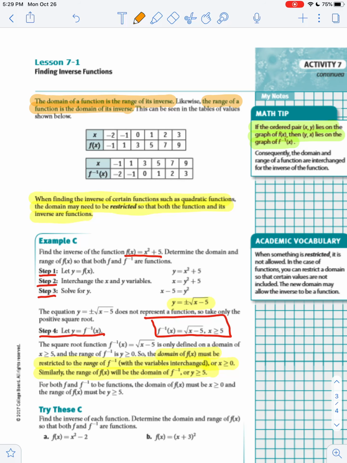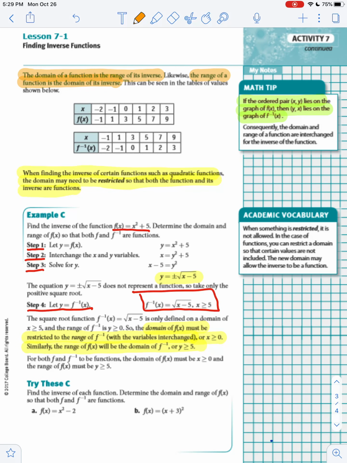Okay. So at the top of the page, we see two tables of values here. It says the domain of a function is the range of its inverse. And likewise, the range of a function is the domain of its inverse. And this can be seen in the table of values shown below. The top table shows that we have ordered pairs like -2, -1, and -1, -1. And now we see that they are flipped. 0, 3 became 3, 0, and 1, 5 became 5, 1. So if the ordered pair x, y lies on f of x, then y, x lies on f inverse of x.